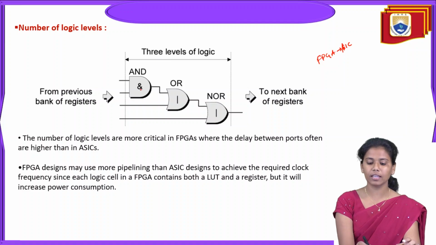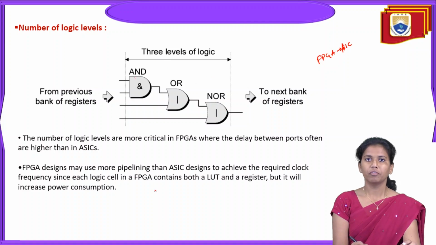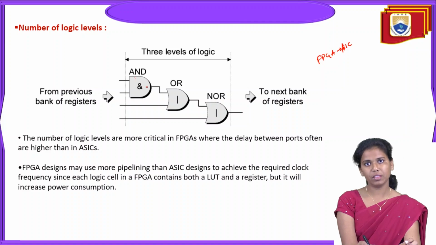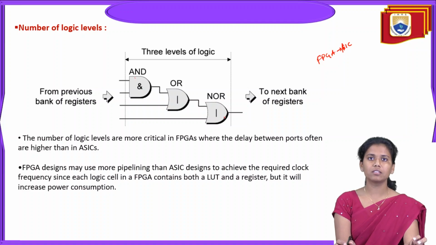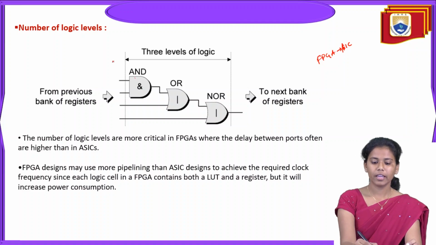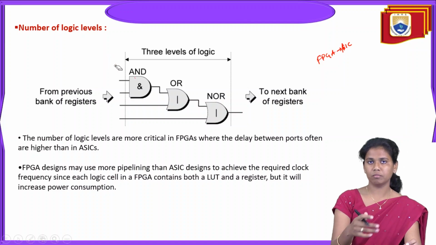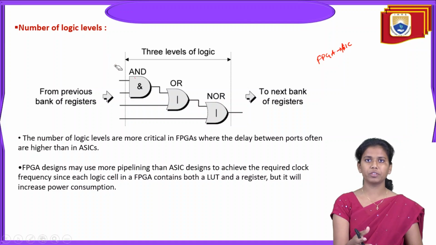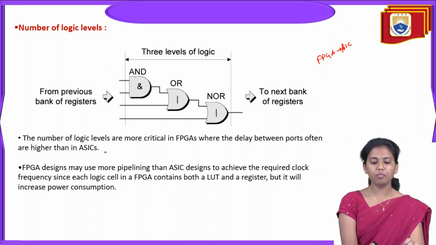So what are those logic? AND, OR, and NOT. We know that we represent AND with an ampersand, and OR, as well as NOT. We know the gates. For the AND gate, we know how to write the Boolean expression for this AND, OR, and NOT. So the number of logic levels here, if you observe, there are 3 logic levels.